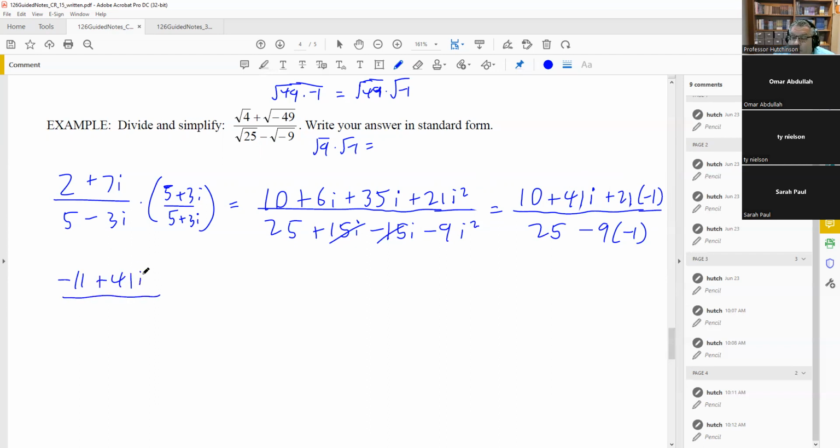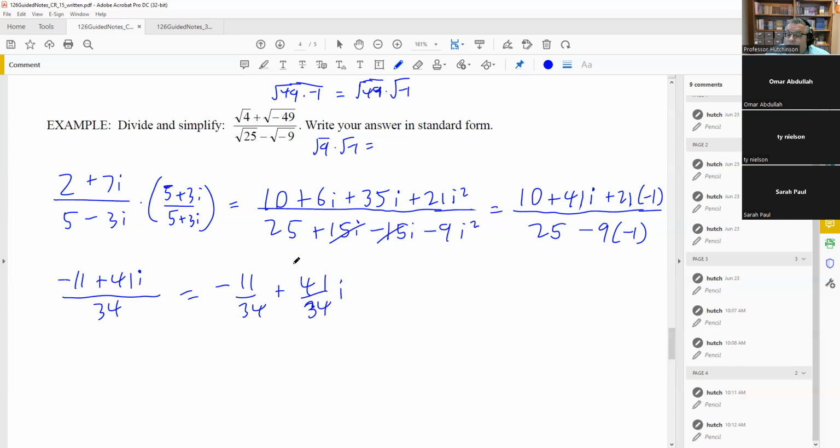41i, and then down below, this is 25 plus 9, so we're going to get a 34 down below there. Now we're not done yet because this is not proper standard form, because you have a whole thing divided by 34. So in order to make it standard form, we have to go one more step, and we have to break this down further.